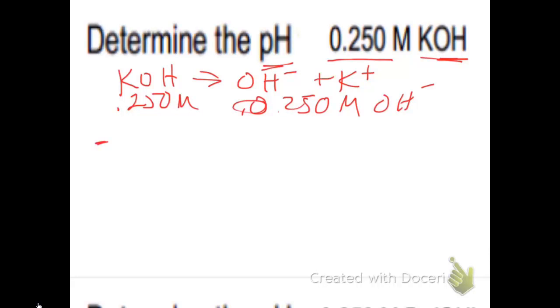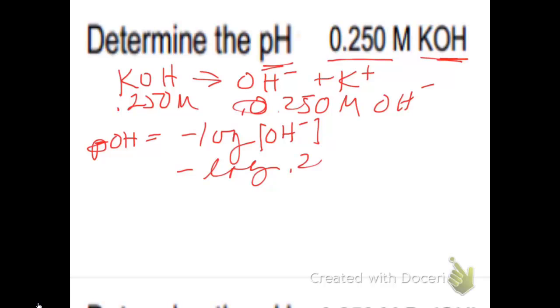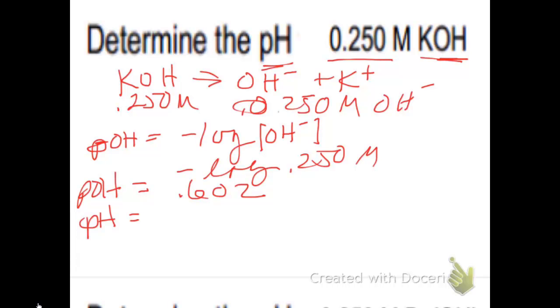So all I need to do to get the pOH is say the negative of the log of the OH minus, which is going to be the negative of the log of 0.250 molar, and that's going to give me a pOH of 0.602, so my pH is simply going to be 14 minus the pOH, which is 6.602, so that's going to be 13.398. And that number makes sense.